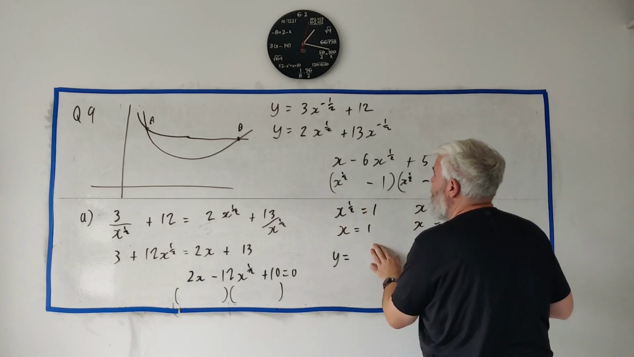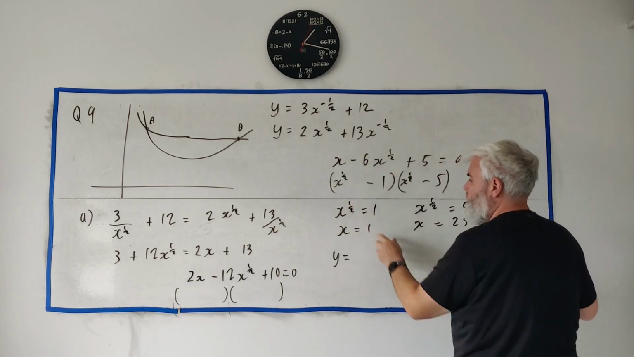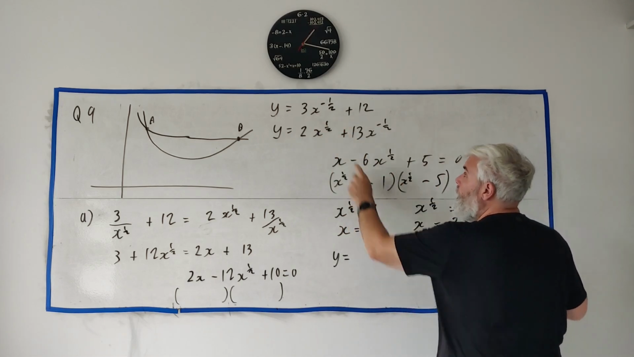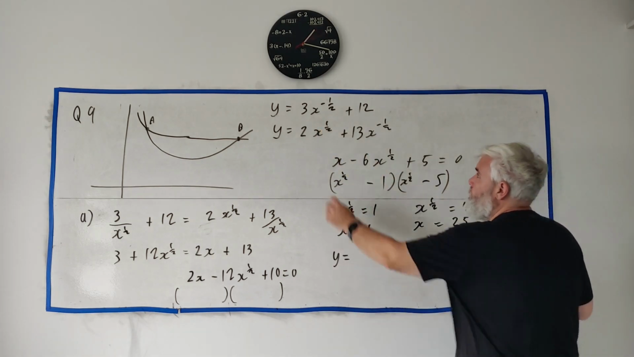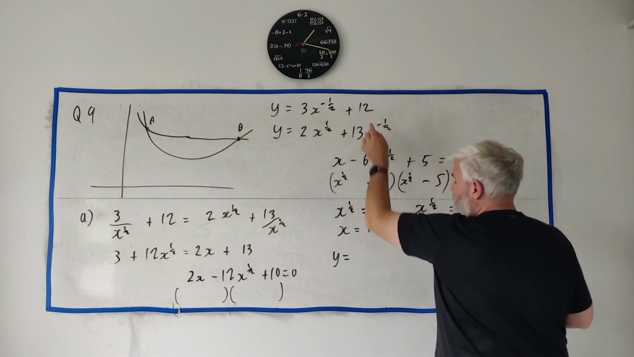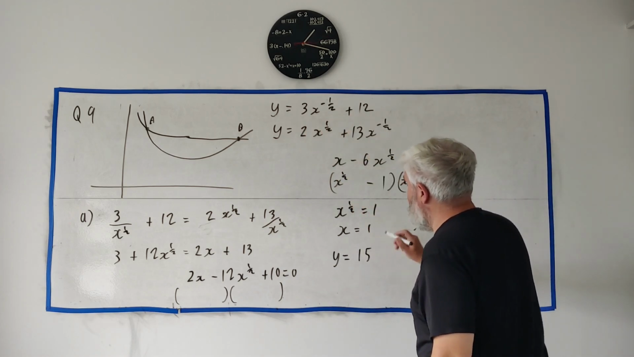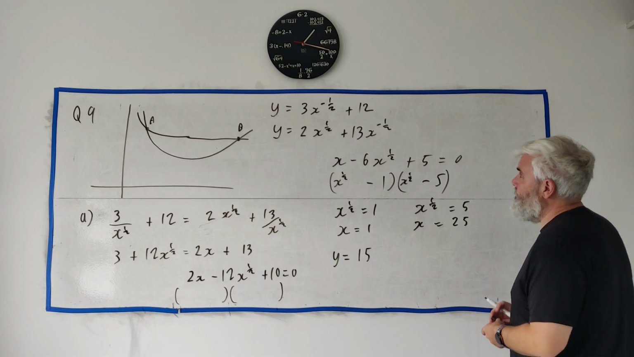We take either one of these. I'll use the first one, I think it'll probably look easier. Put 1 in here. 1 to the power of anything is 1. So it's just 3 times 1 plus 12. That's just 15. That one's quite easy.